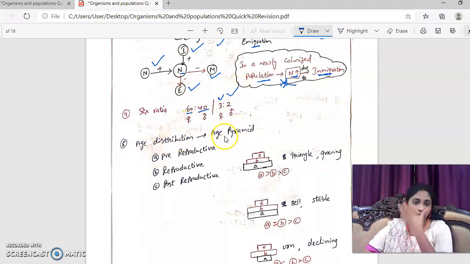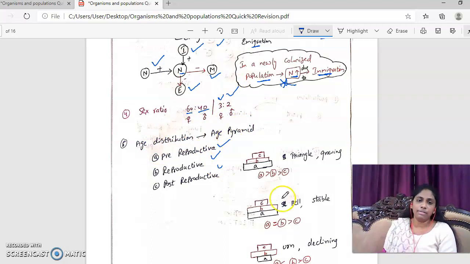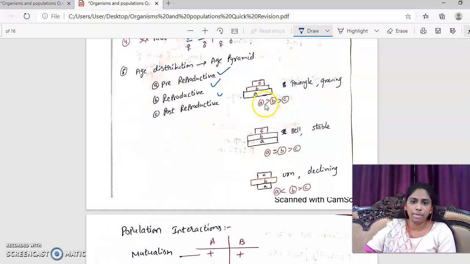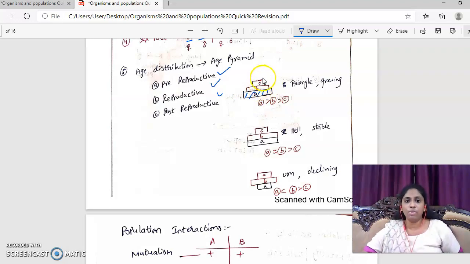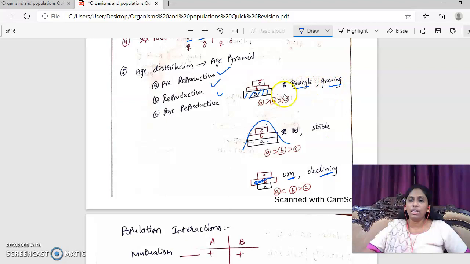Now age distribution, we have age pyramids: pre-reproductive, reproductive and post-reproductive. If you can see this here, A is pre, B is reproductive, C is post. Now if pre-reproductive people are more than reproductive and reproductive are more than post, it is triangular, it is a growing population. Now if A and B are the same and more than C, this is bell shaped and a stable population. And if reproductive is more than A and C, it is urn shaped or bulb shaped, it is declining. Very important: declining you have urn shaped, stable pyramid we have bell shaped, and growing you have triangular.